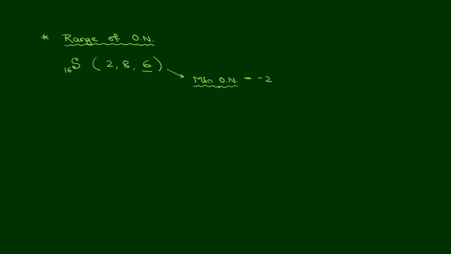We now know that sulfur as a non-metal can also show a positive oxidation number. That positive oxidation number is due to loss of electrons. It can lose a maximum of 6 electrons, achieving a maximum oxidation number of +6. So with the number 6, you get a maximum of +6 and a minimum of -2.